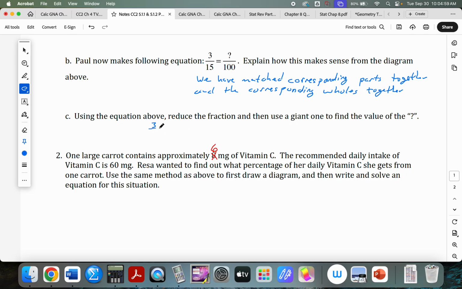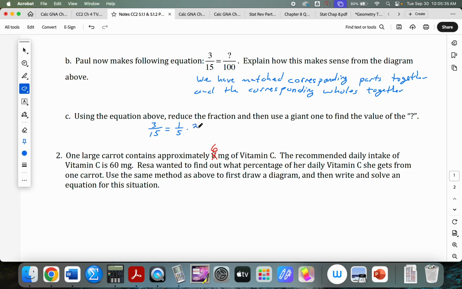When you're doing these problems, you always want to reduce the fraction that has numbers in it. If it's at all possible, you always want to reduce those. Because how many times does 15 go into 100? I don't know exactly. But when I reduce this, it reduces to 1/5. How many times does 5 go into 100? 20 times. That's much easier.